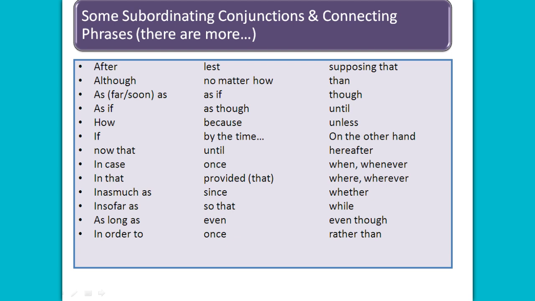Here are some subordinating conjunctions and connecting phrases. One of the things to realize is that if you begin a sentence with one of these words or phrases, the chances are very high that you have a complex sentence, and it needs to be connected to an independent clause by a comma.